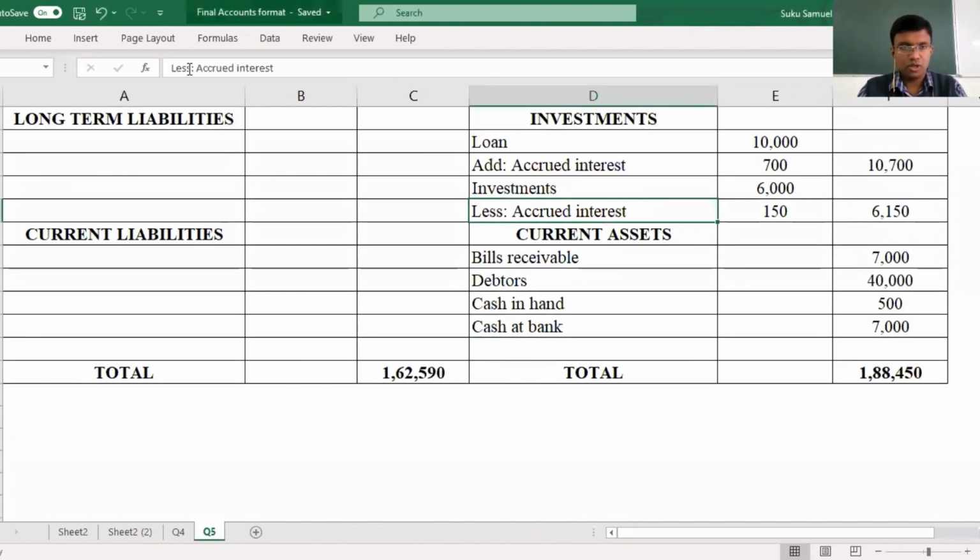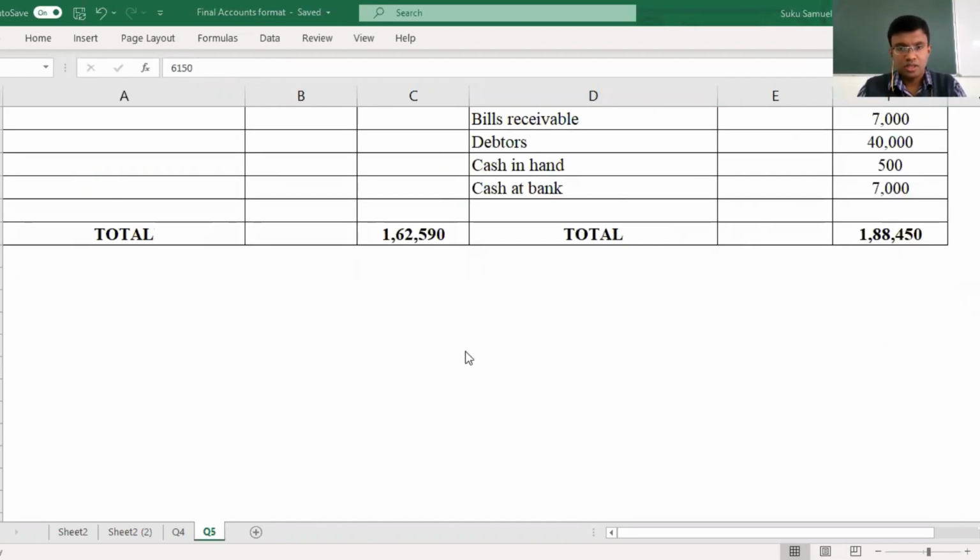Okay, there was a small correction over here. Thank you for pointing that out. Here, the accrued interest we have to add. It was a typo error from my end. However, the total amount is correct. I have added it.